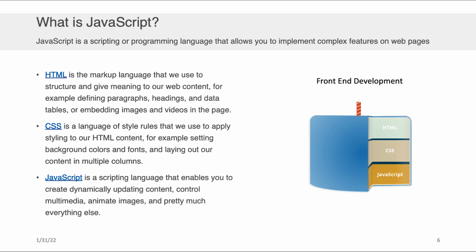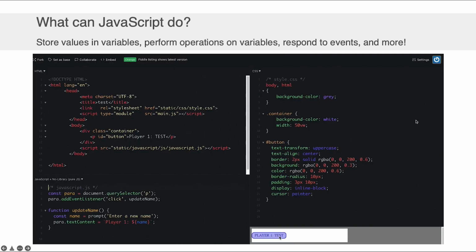And once we've gotten through the JavaScript lecture today, we'll have actually covered the three main language components of front-end development. So what can JavaScript do? Well, I think the right way to illustrate it is with an example that we'll start with.